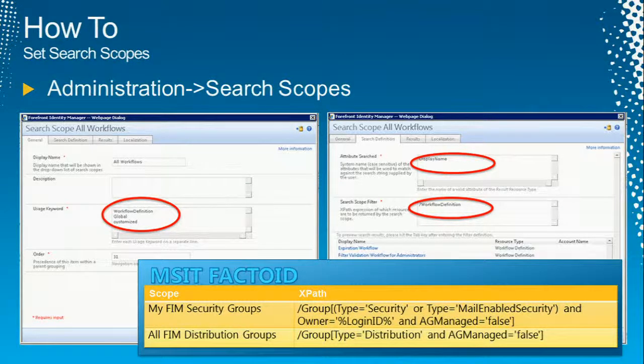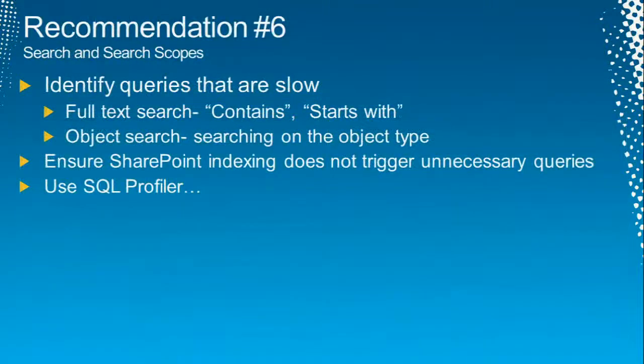Look, it's a very simple search scope. It says the type is definition, and again, the AG managed is false. So these are 2 examples of search scopes that MSIT has developed to help improve the performance of search. So now we've talked about search scopes. That is how you actually fine-tune the searches that are being executed.